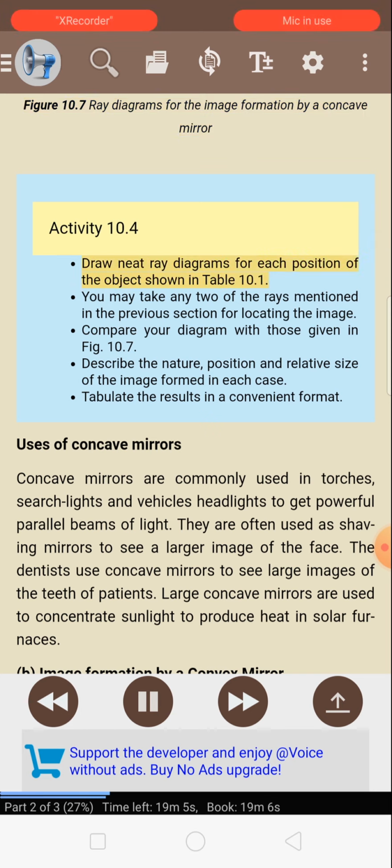Activity 10.4. Draw neat ray diagrams for each position of the object shown in Table 10.1. You may take any 2 of the rays mentioned in the previous section for locating the image. Compare your diagram with those given in Figure 10.7. Describe the nature, position, and relative size of the image formed in each case. Tabulate the results in a convenient format.